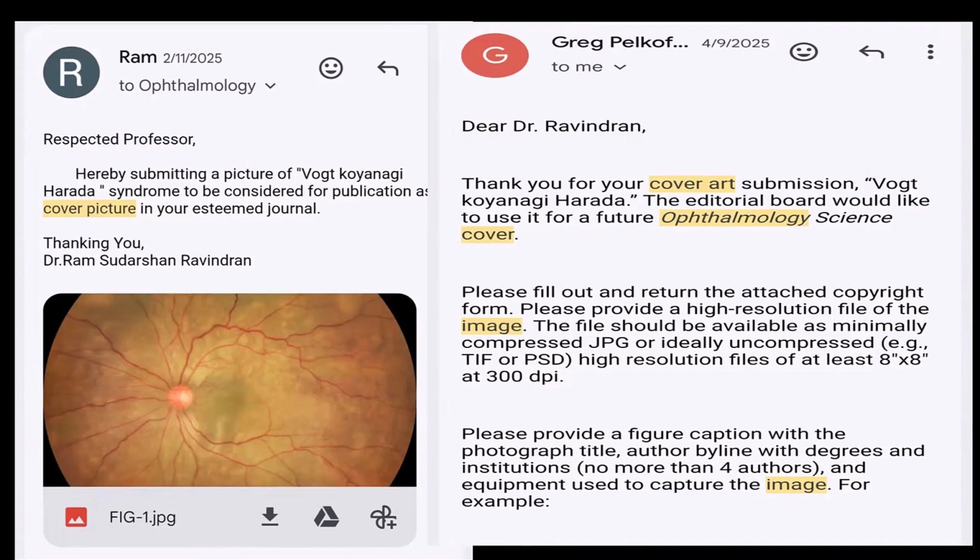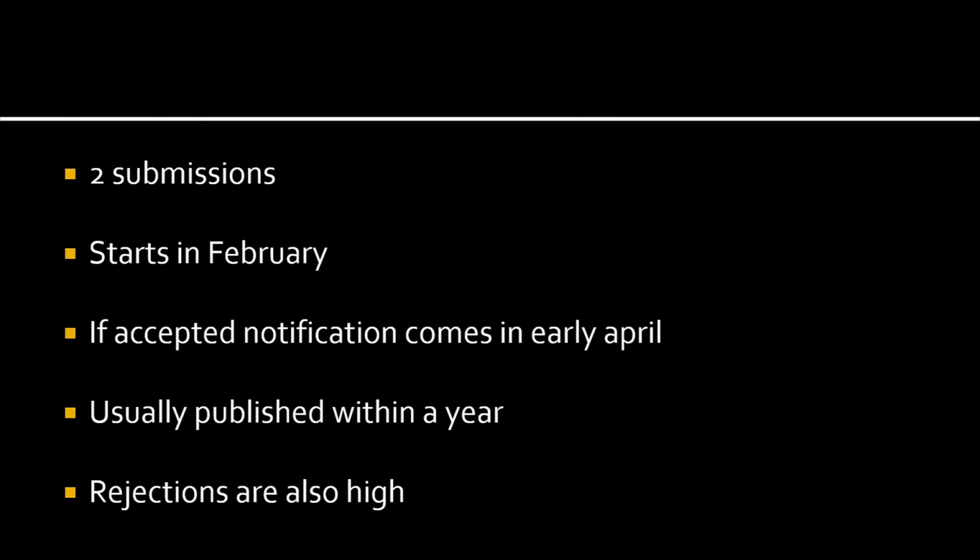So submitting a cover picture is very easy. Just send a mail to the editor with the image, and if accepted, they will reply back to you. Few things to remember in submission to Ophthalmology: only 2 submissions per person in a year. It starts in February first week and ends by February end. And if accepted, the notification comes in early April.